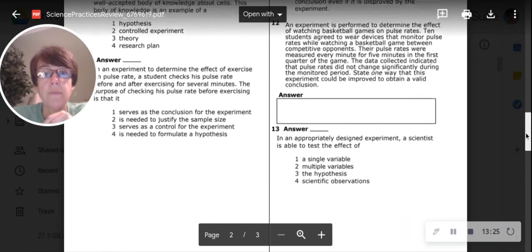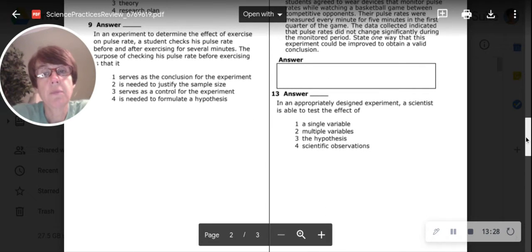In an appropriately designed experiment, a scientist is able to test the effect of. All right, so do we want one variable? Yes or no? We want one variable, so that we want one thing to change, and that's going to be one independent variable. All right, everything else should be constant. So a scientist should be able to test the effect of just one variable. Get rid of the multiple variables.